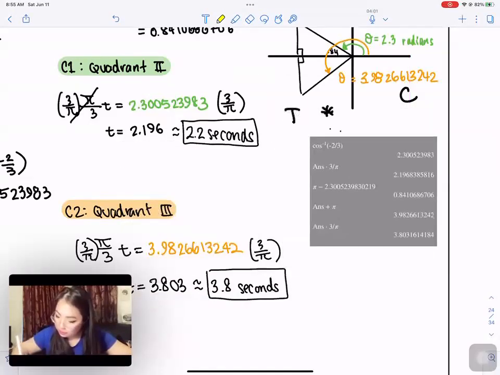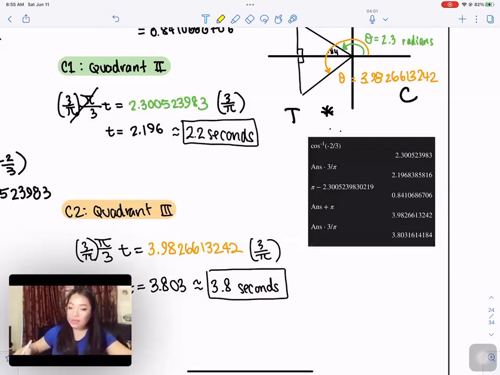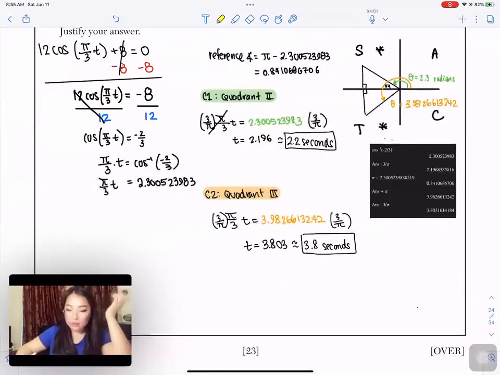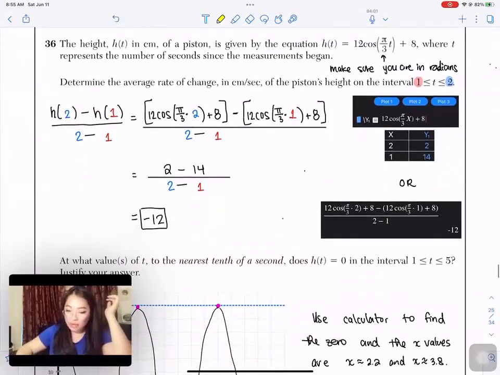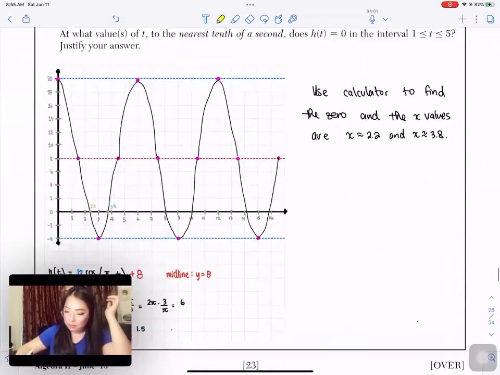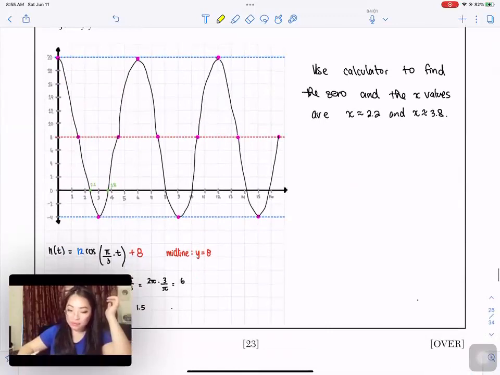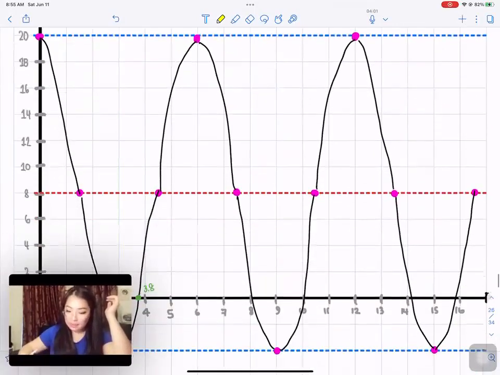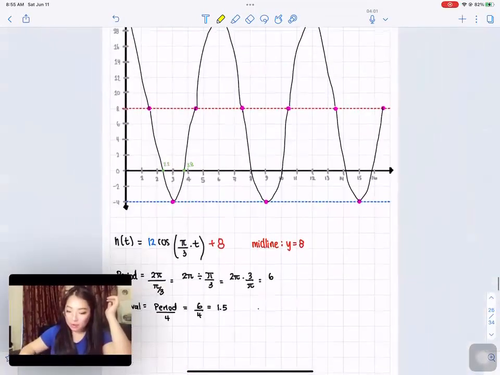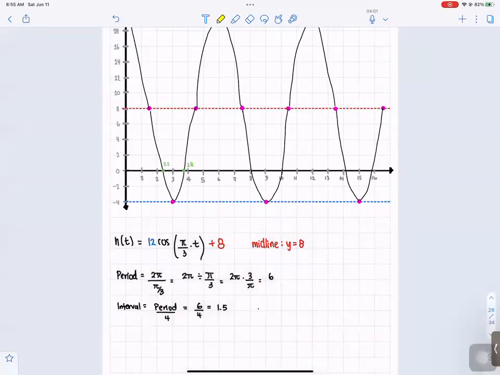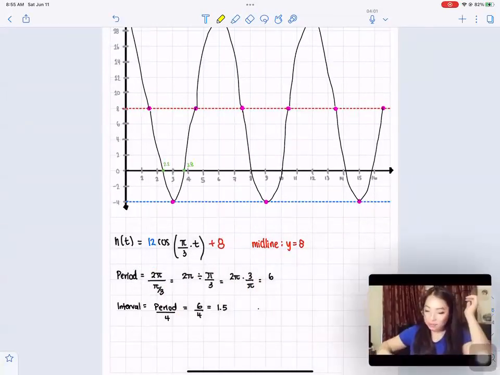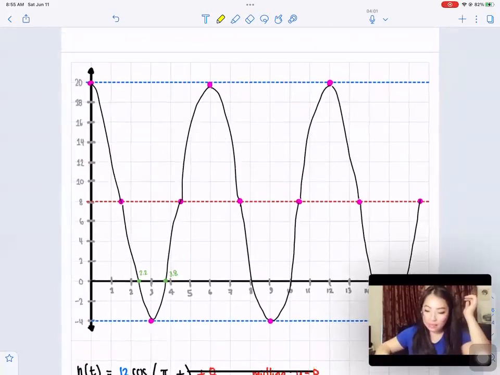And here I'm showing you the calculator technique. Now, what makes this question difficult is that it's all in radians, and we're just not comfortable in radians yet. Okay, no problem. You can also do it by graphing. So remember in class, we had to graph it out, and what are the things that you need to graph this successfully? You need to know that the midline is 8, right?